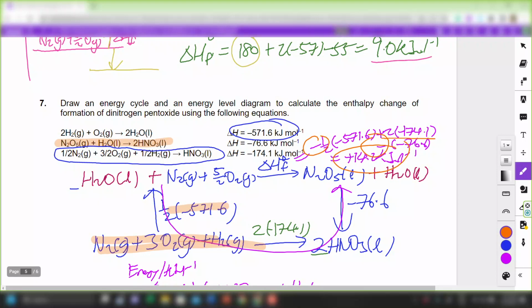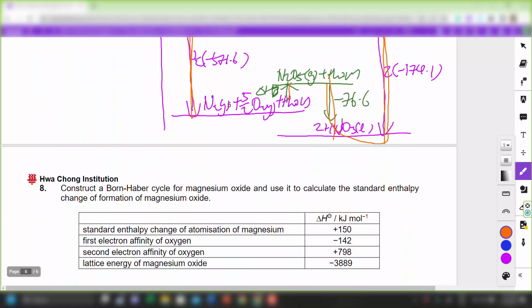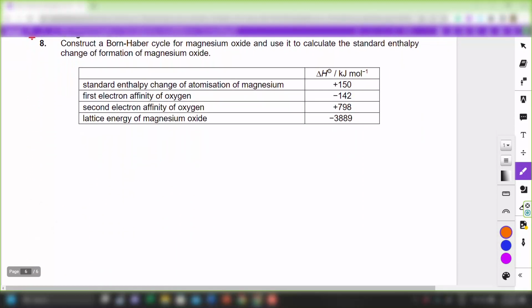Alright, so I hope after working through some problems, you'll find that it's not as difficult as it seems. Alright, so moving on to the Born-Haber cycle, which tends to be easier. The Born-Haber cycle is just an energy level diagram for ionic compounds. I mean, the name seems to be quite different from the usual kind of cycles, but it's actually the same.